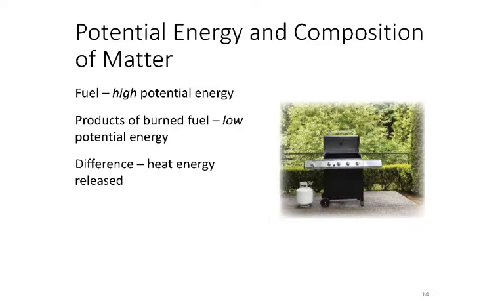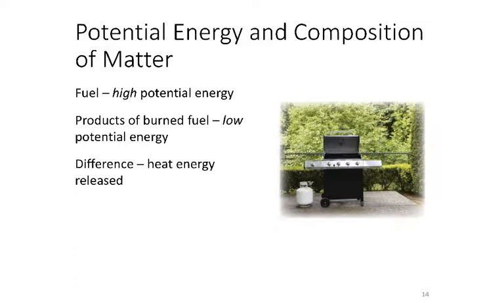Here's another example of composition. So think about the fuel in your vehicle or the fuel in your grill. It has high potential energy due to the chemical nature of that product. Now, when it's burned, the products that you get as the result are low in potential energy. And so the difference between the high potential energy of the fuel and the low potential energy of the product of the combustion is the heat energy that's released. In this case, it would be to cook your food.